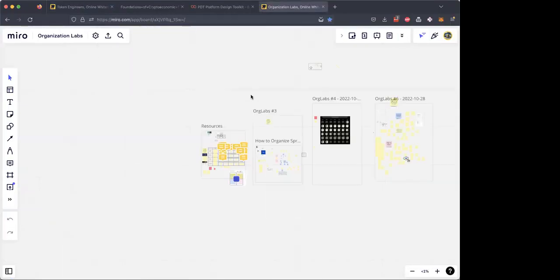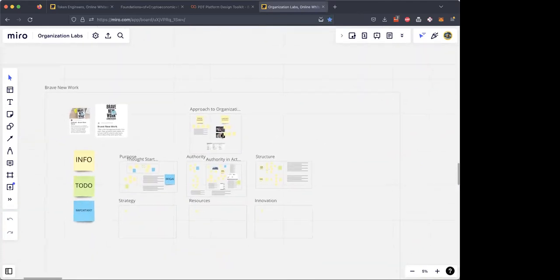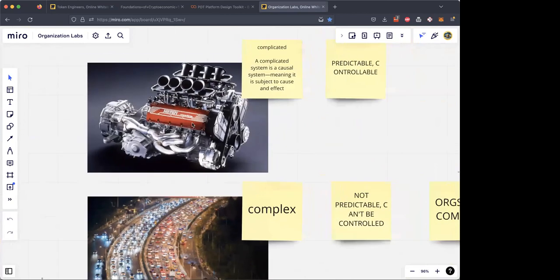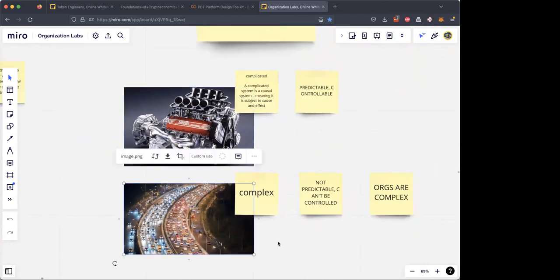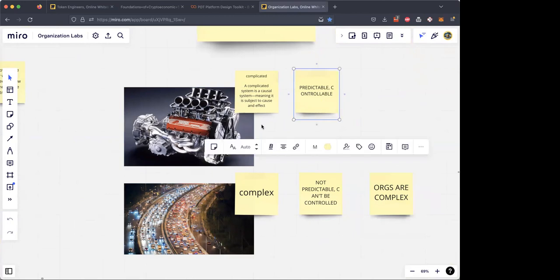Awesome. Thank you, Sebastian. So maybe giving you an example would make it even more clear. In org labs, this complex idea comes up in many different scenarios. And we talked about this in organization design: complicated, engine; complex, traffic. And human organizations are also complex, so you can't reduce it. You can't think about it in terms of just individuals. You have to think about the whole. And these are predictable and controllable to the people who know it, and these are not.